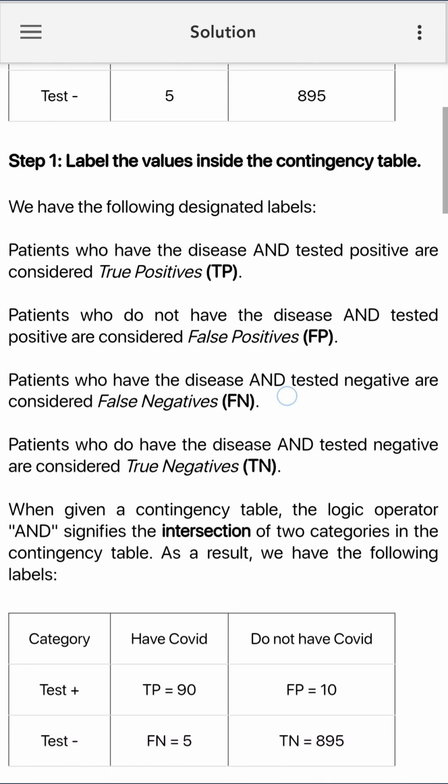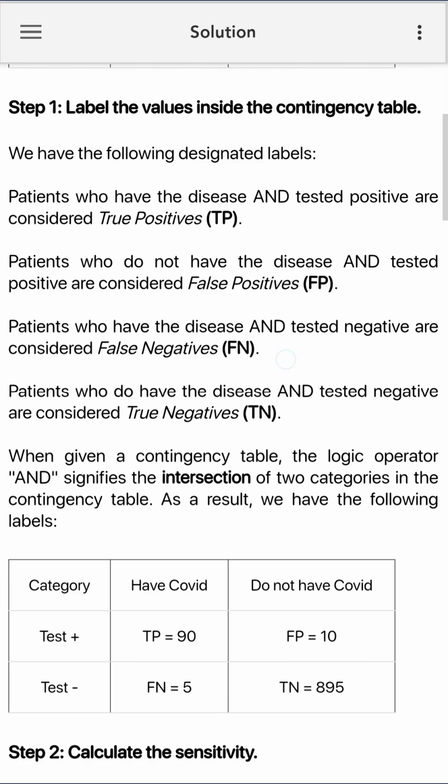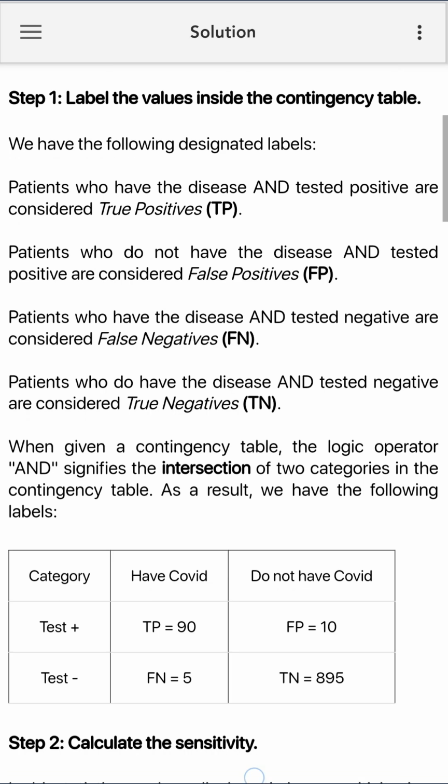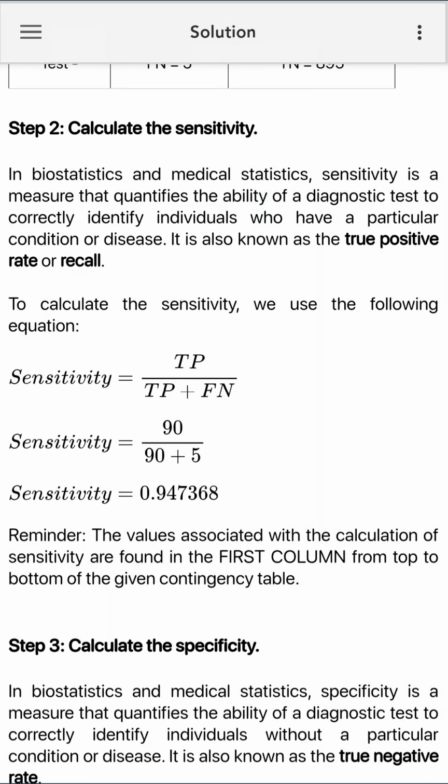In step 1, we label the values associated with the true positives, false negatives, and true negatives in the contingency table. This step sets the stage for seamless substitution in later formulas. In step 2, we were able to calculate the required sensitivity by dividing the true positives to the sum of the true positives and false negatives. Notice that the equation for calculating the sensitivity uses the values associated with individuals who have COVID, which in this case are in the first column.